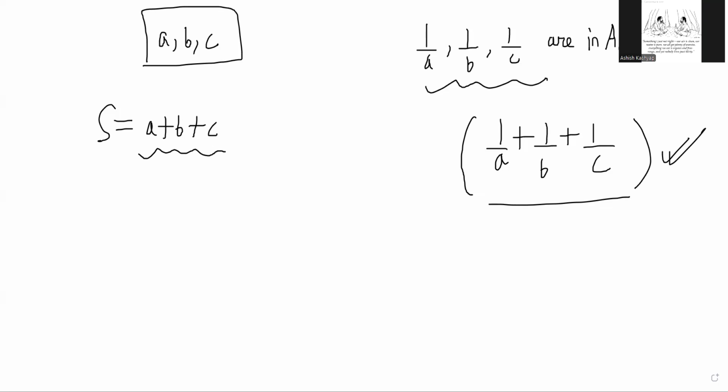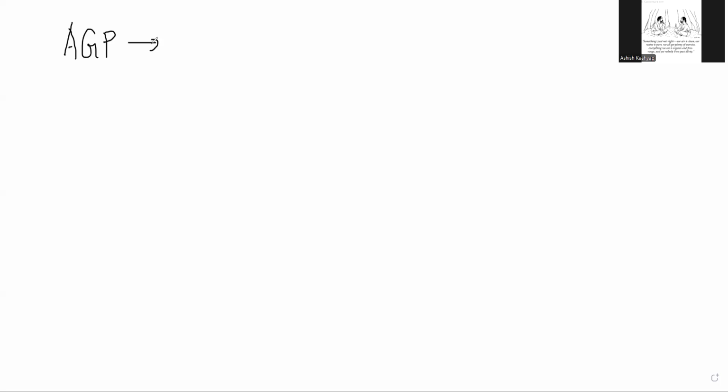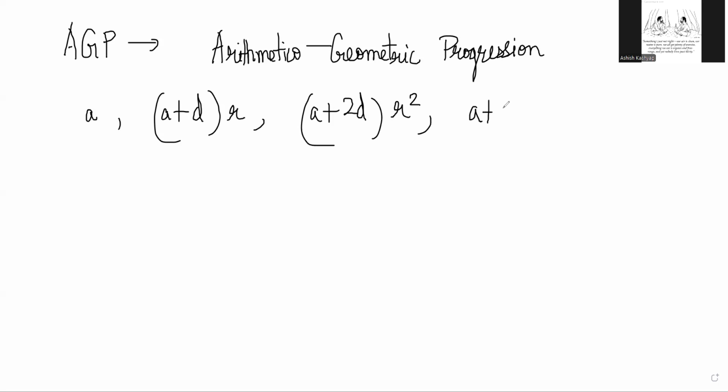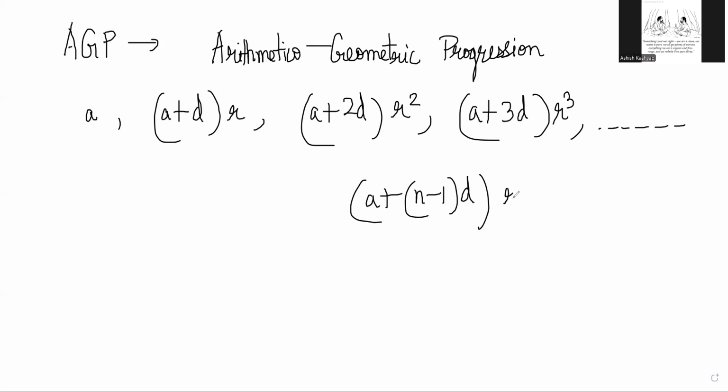There is also one more type of series called AGP, the arithmetico-geometric series, which is a combination of both arithmetic and geometric progressions. In this, you have A, the second term is (A plus D) into R, the third term is (A plus 2D) into R square, and so on. So the nth term will be (A plus (n minus 1) D) multiplied by R power n minus 1. So this kind of situation could also happen.